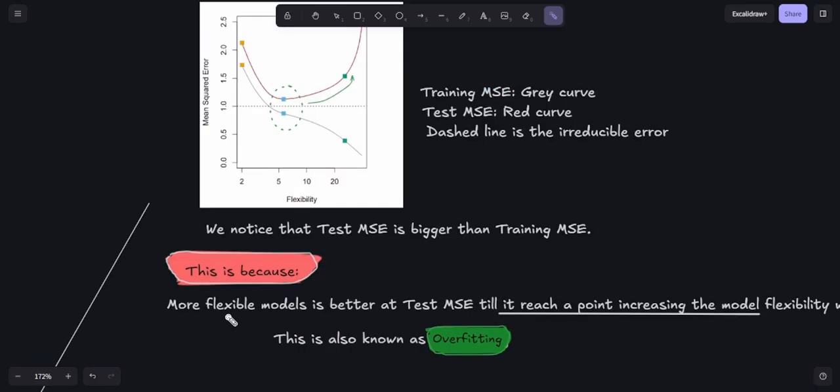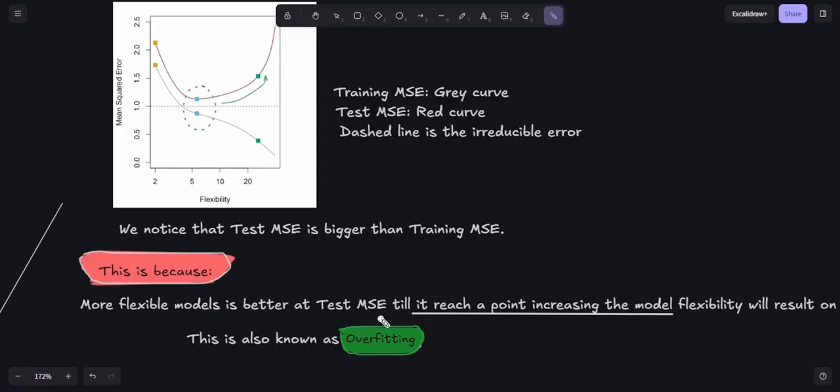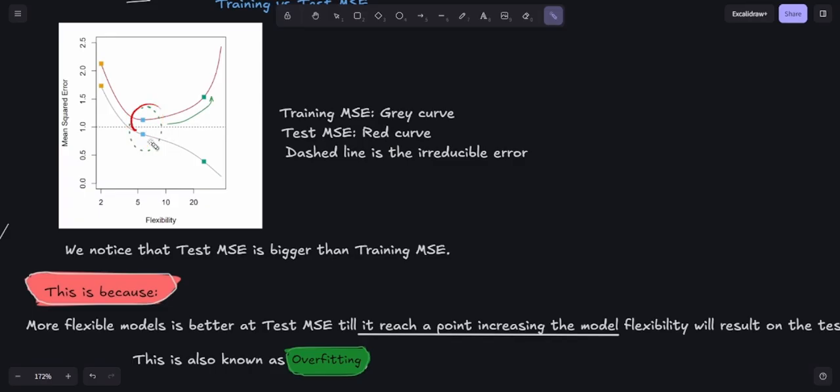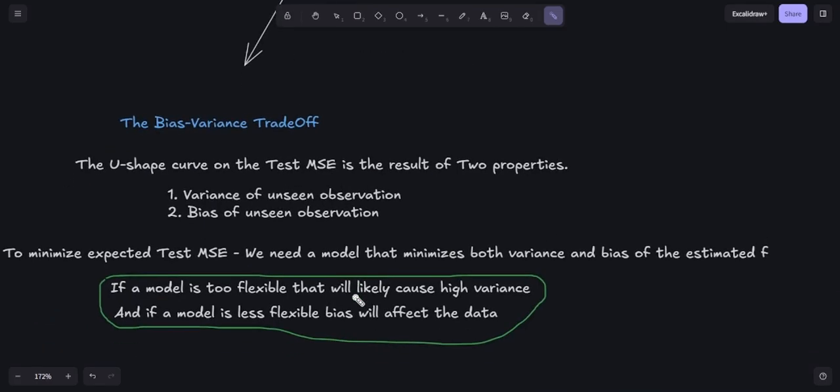This is because more flexible models do better on the test MSE only up to a point. You can see here, when you increase the flexibility, the test MSE decreases up to this point. Beyond it, if you increase the flexibility, it will just increase the MSE, so it will not do any good. You're supposed to stop at a certain point so that you avoid overfitting, because this phenomenon is called overfitting.